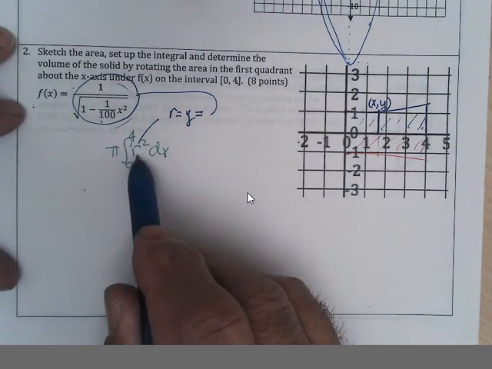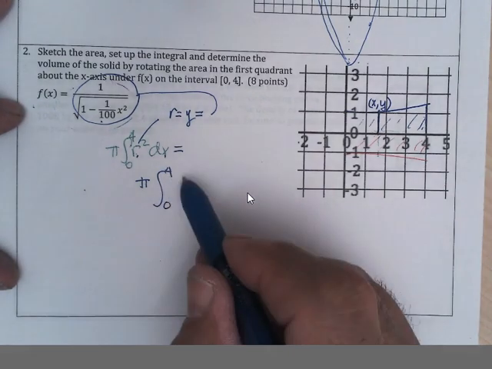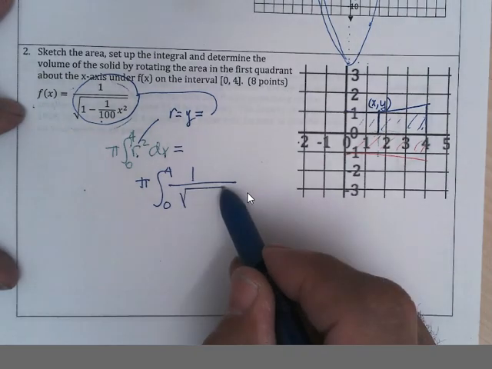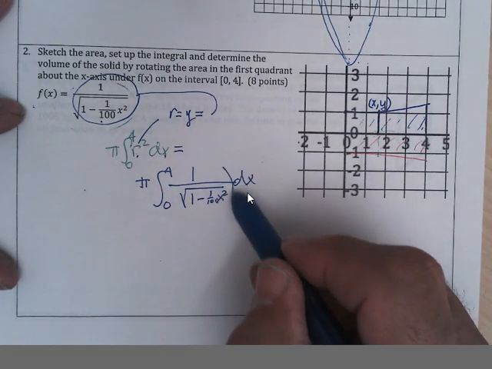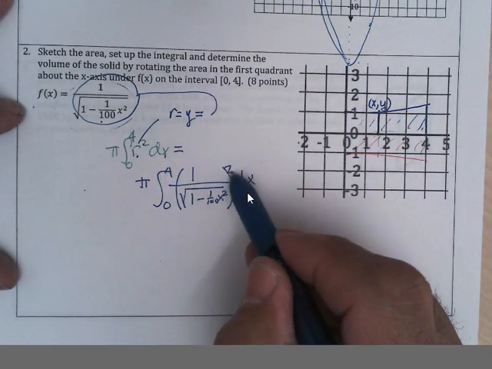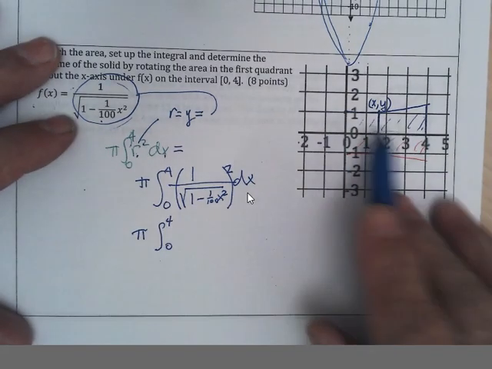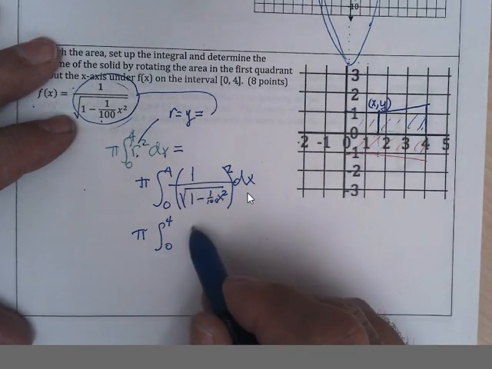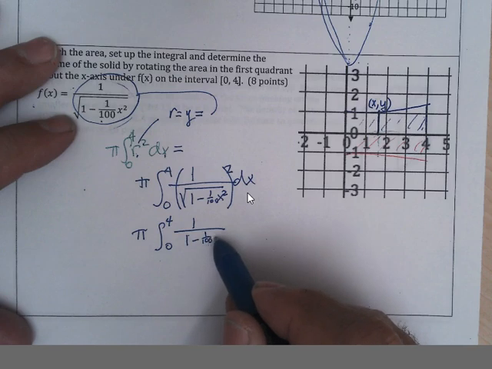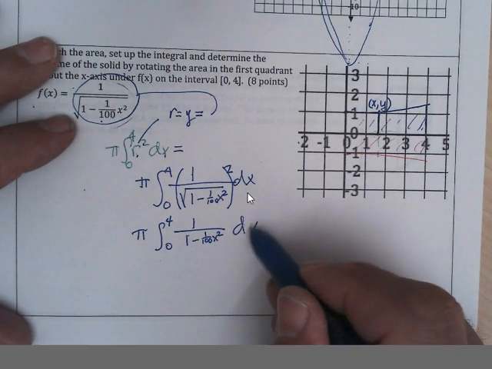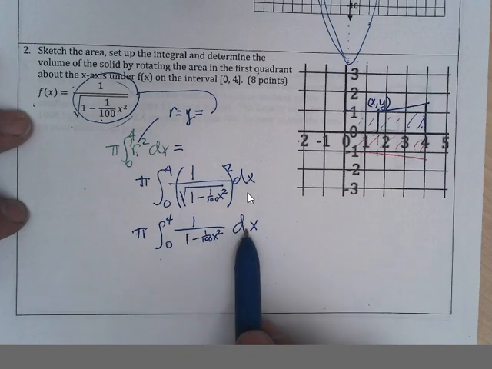We have to turn it in terms of x, and y is equal to this. So we put that in place of the r, and this becomes pi integral from 0 to 4 of 1 over the square root of 1 minus 1/100th x squared dx. Oh, but it's r squared. So this becomes pi integral 0 to 4. 1 squared is just 1, and the square root of something squared is just 1 minus 1/100th x squared dx. That would be pi, the radius, the y, squared dx.